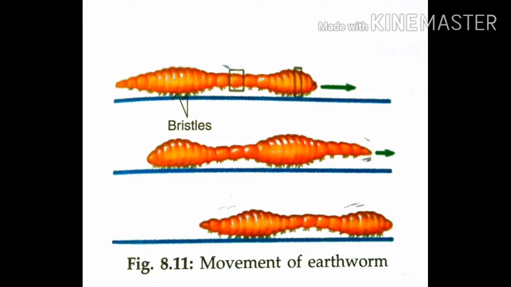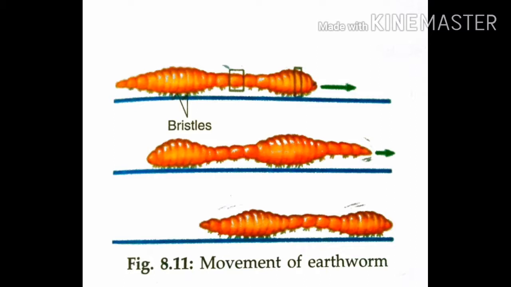The body of an earthworm is made up of many rings joined end to end. It does not have a bone. Muscles help to extend and shorten the body. During that extension and contraction, the earthworm moves.